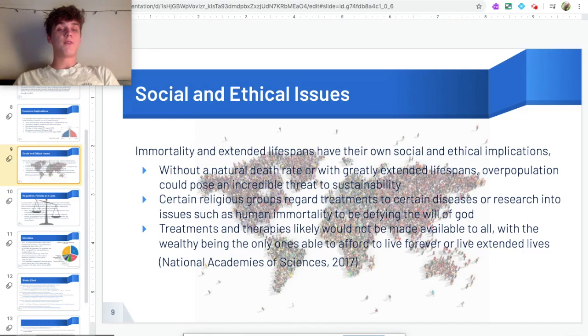Finally, treatments and therapies likely would not be made available to all. We can see in our world some things are reserved for the wealthy, and there's no reason to believe that something as valuable as an extension to human life wouldn't be seen in the same respect, and wouldn't be something that may only be affordable to the super wealthy.